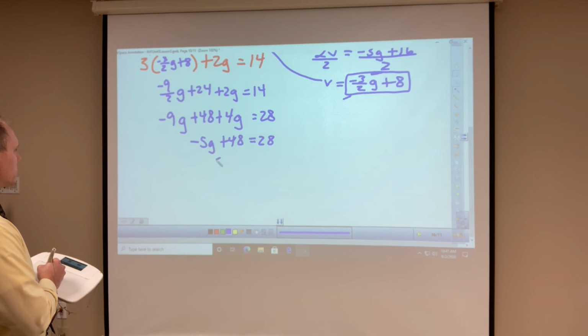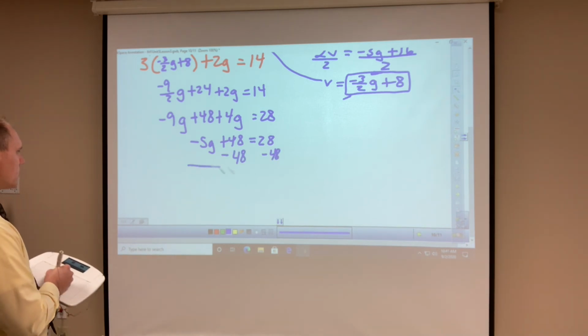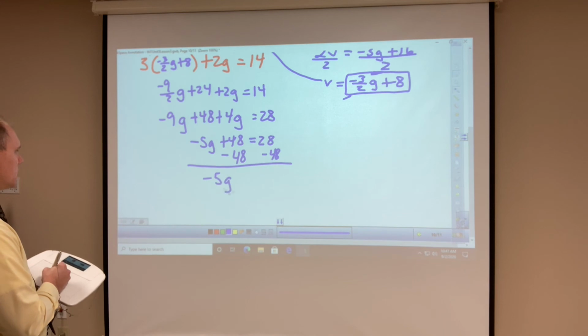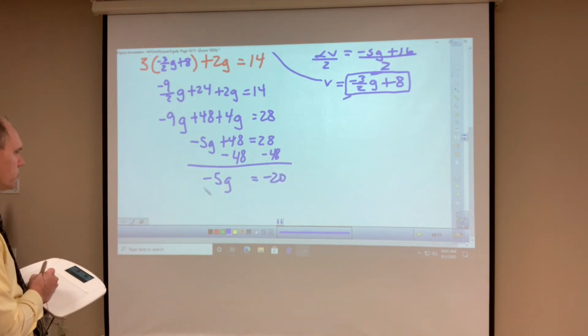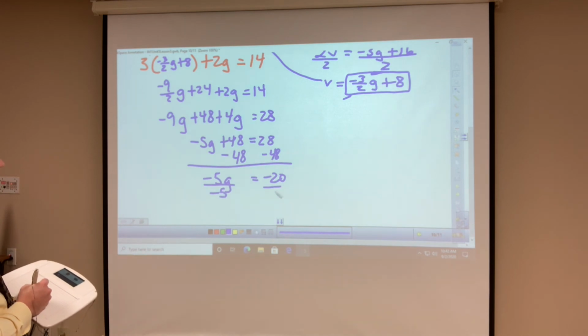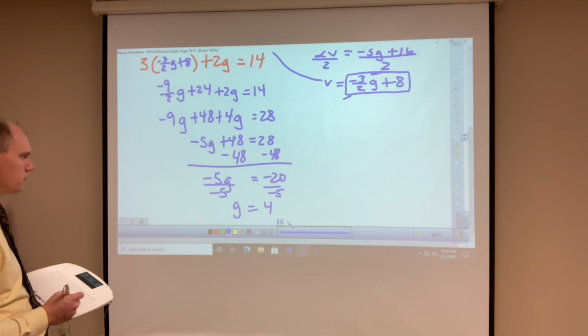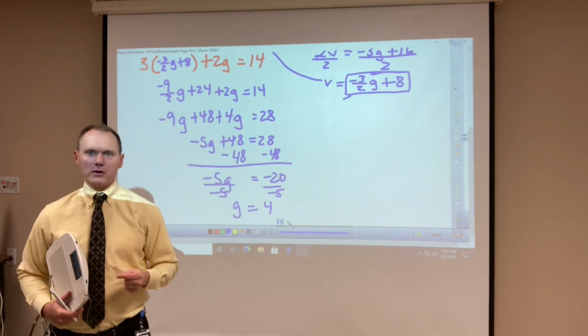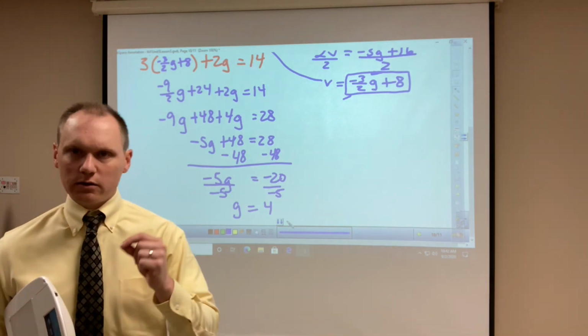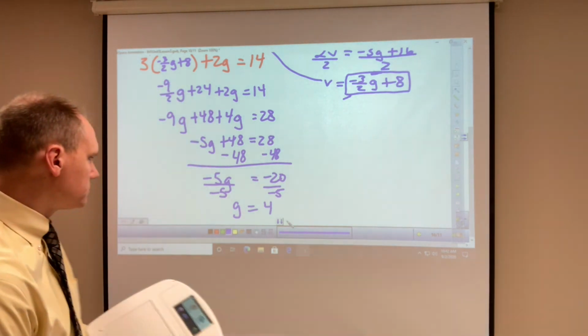So then we're going to have negative 5G, let's see, subtract 48 from both sides. So negative 5G equals, that's going to be negative 20. So when we divide by negative 5 on both sides, we get G is equal to 4. All right, negative divided by negative is a positive. So every gravity breaker ride requires 4 tickets.